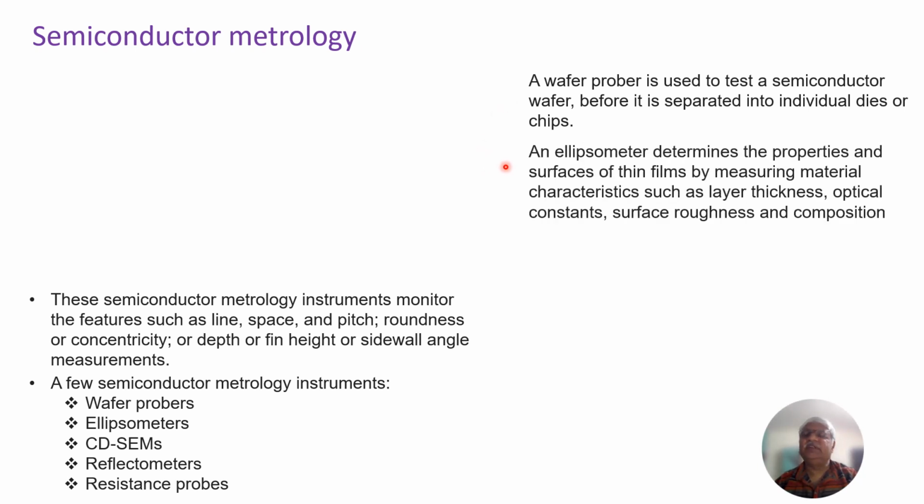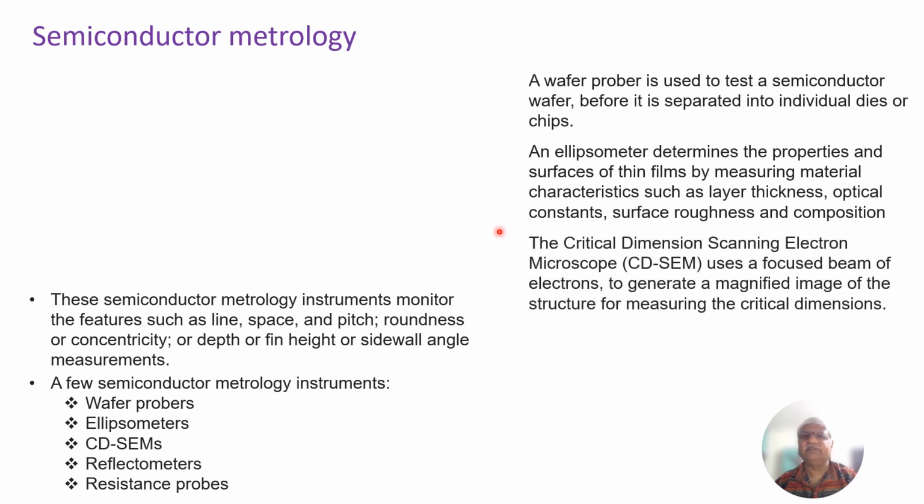An ellipsometer determines the properties and surfaces of thin films by measuring material characteristics such as layer thickness, optical constants, or surface roughness. CD-SEM, CD stands for critical dimension, SEM stands for scanning electron microscope. It uses a focused beam of electrons to generate a magnified image of the structure. That is for measuring the critical dimensions, whatever are listed here.